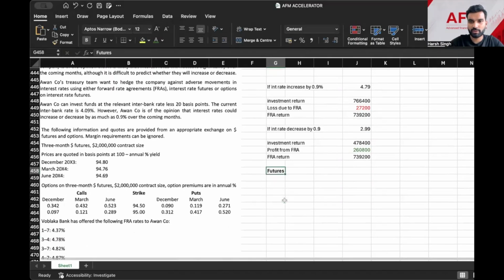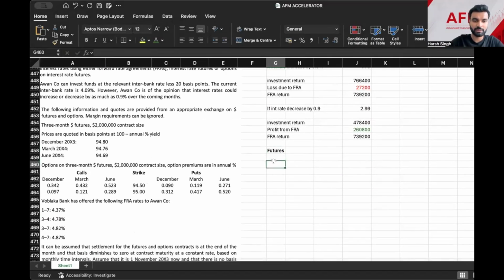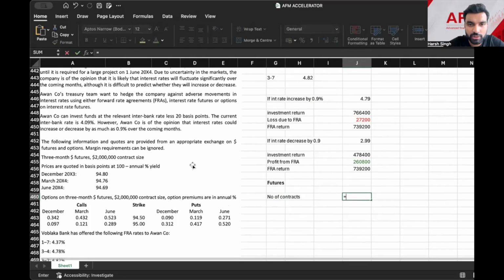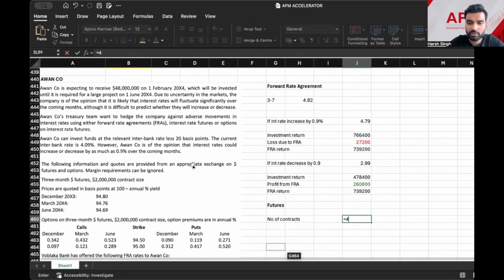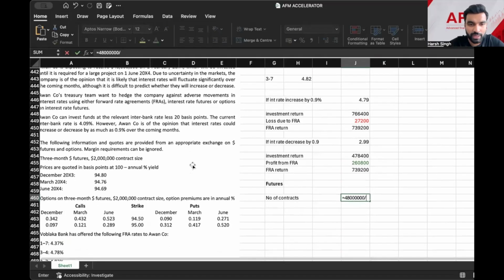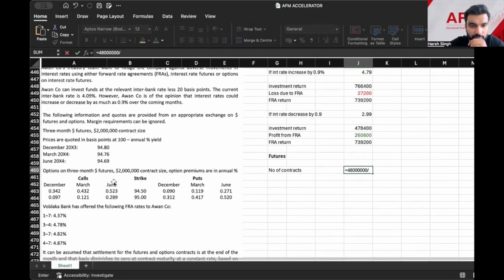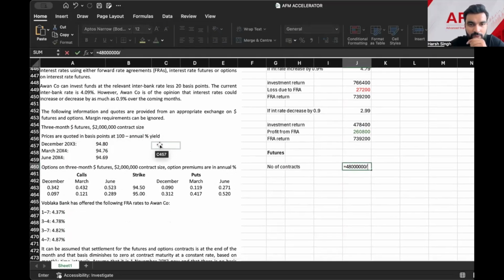Futures. This was forward rate agreement. In futures we will follow all the steps that are given. Step number 1, that is number of contracts. Write down the whole formula. What is the borrowing or the deposit amount? 48,3,123 divided by contract size, which is given, 2,000,000.